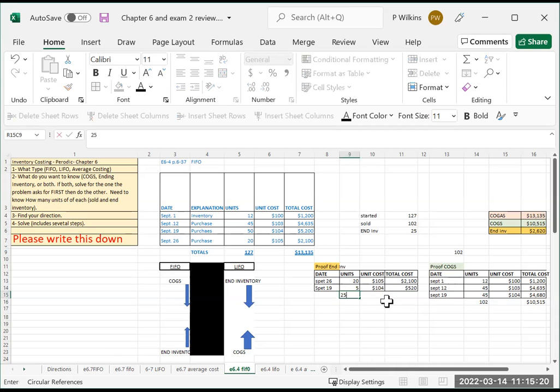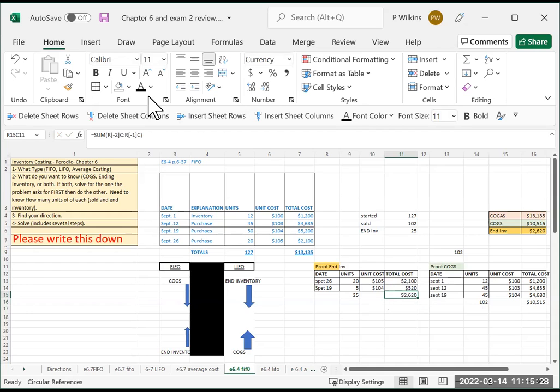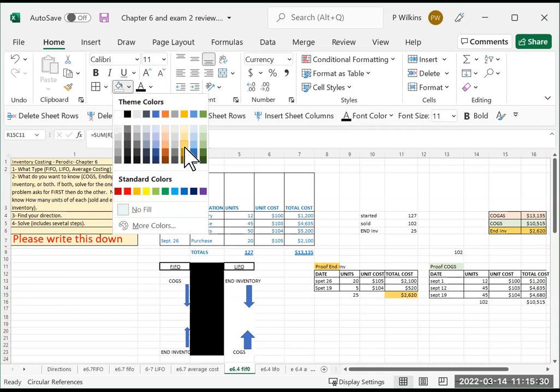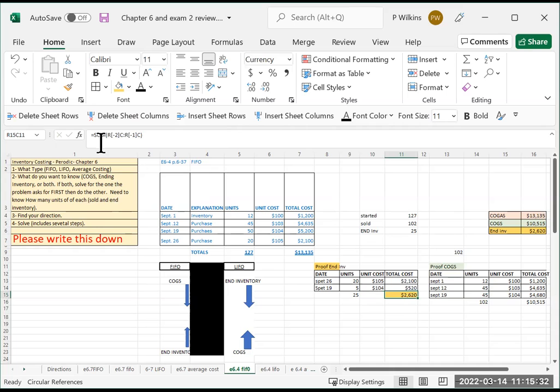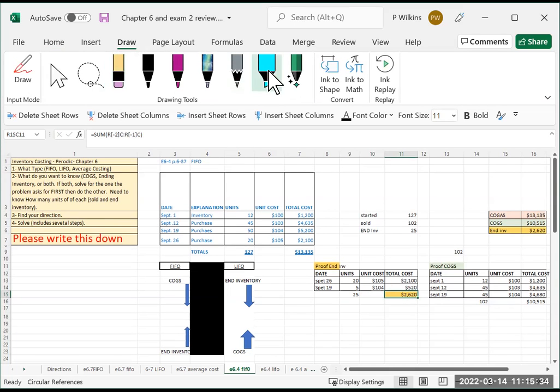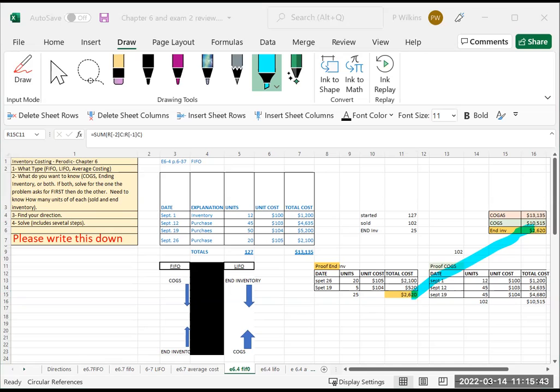So now we have a total of 25 units and we have a total cost of $2,100 plus $520. That gives us $2,620. So now we just proved that our ending inventory does in fact match what we said it would be, $2,620. So that's the proof for the ending inventory using FIFO.